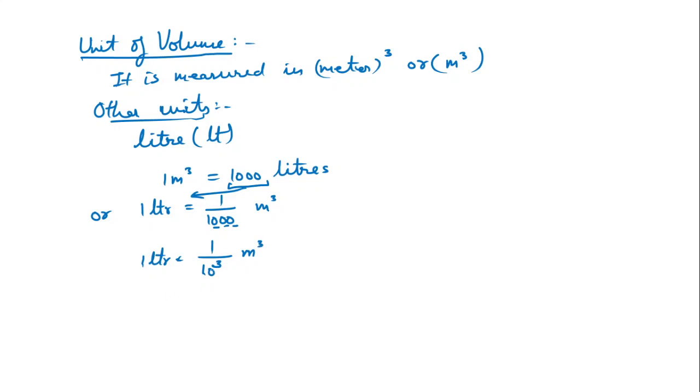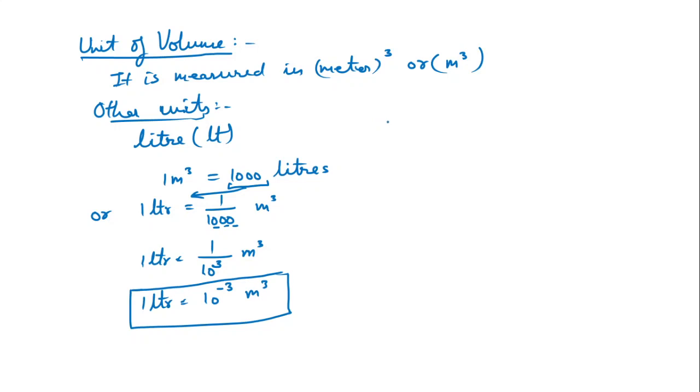Now this 10 to the power 3 is in the denominator. When it goes to the numerator, the sign of the power will change. So its new sign will be 10 to the power minus 3 meter cube. This is how we convert from one unit to another unit. Now we know that 1 liter of water or 1 liter of oil is equal to 10 to the power minus 3 meter cube.